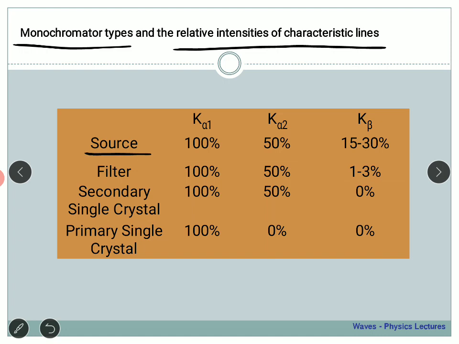Mostly the K alpha 1 line will have an intensity of 100%. The K alpha 2 line will have an intensity of 50%. And the K beta line will have an intensity of 15 to 30%. So these are relative intensities.